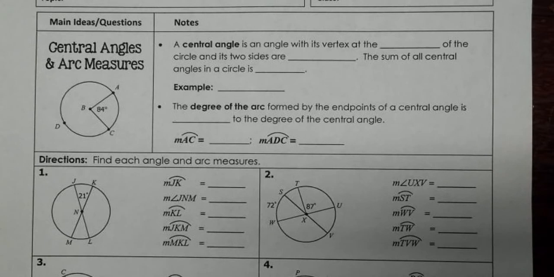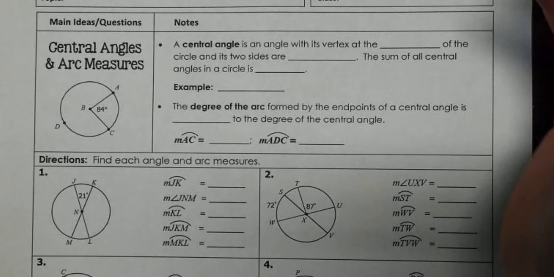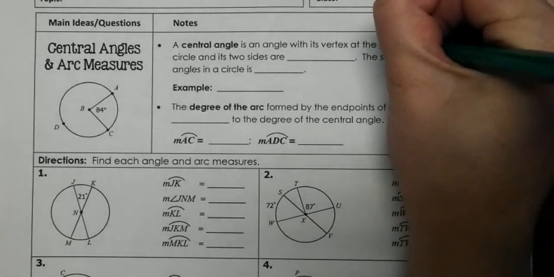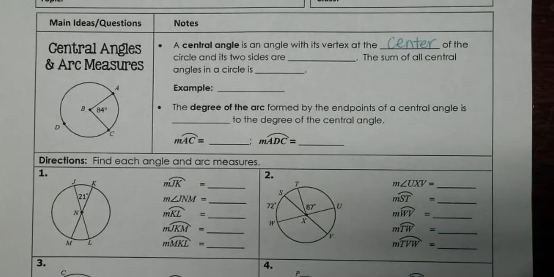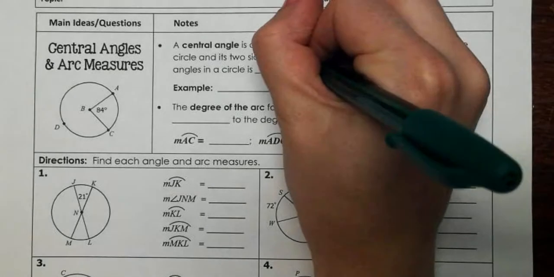Okay, so today we are going to talk about our central angles and our arc measures. We talked about what a central angle was on Monday. Central angles, if you remember the definition, look at your definitions page if you need to. A central angle is an angle with its vertex at the center of the circle, and its two sides are radii.